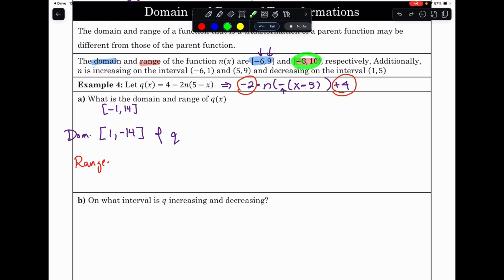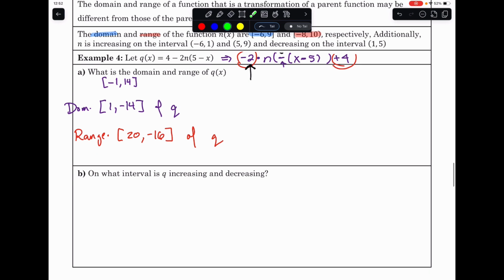I'm going to do it in one step. We're going to multiply these y values by -2 and then add 4. So if I do that to the -8 first, -8 times -2 is 16, and then plus 4, that would be 20. Multiplying 10 with -2, that's -20, and then plus 4, that's -16. So this is where the range is going to be now for Q.